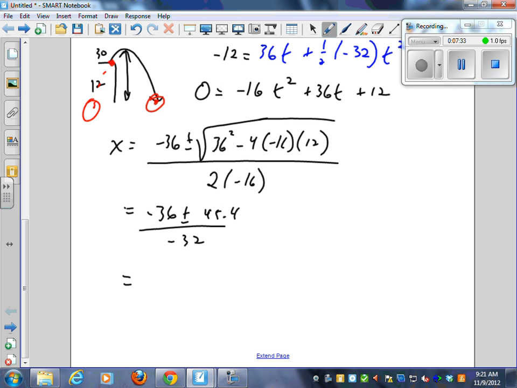and then divide that by minus 32, gives me 2.5 seconds. Does that seem kind of right? 2.5 seconds? Sure. Yeah, that's right. Seems like ballparkish, right?